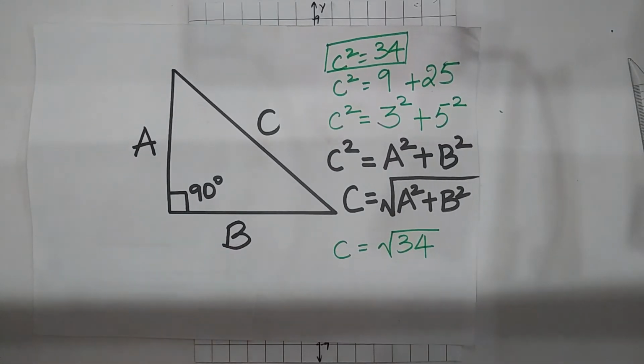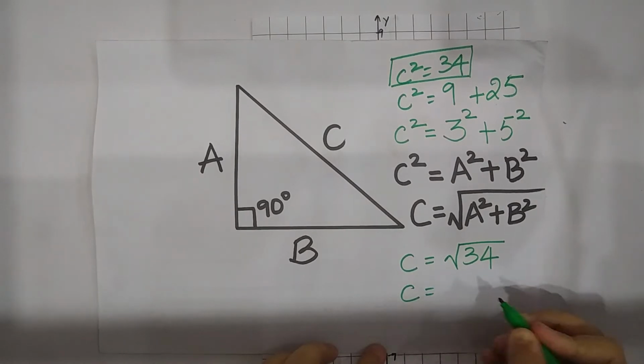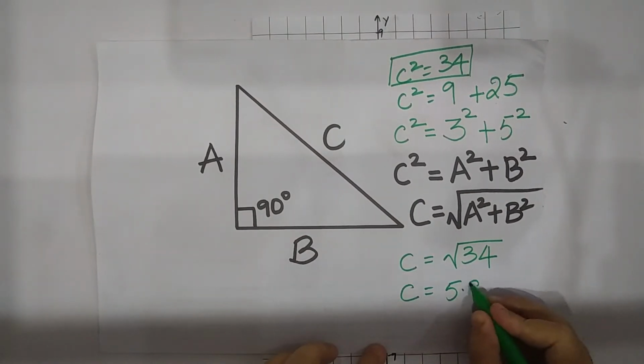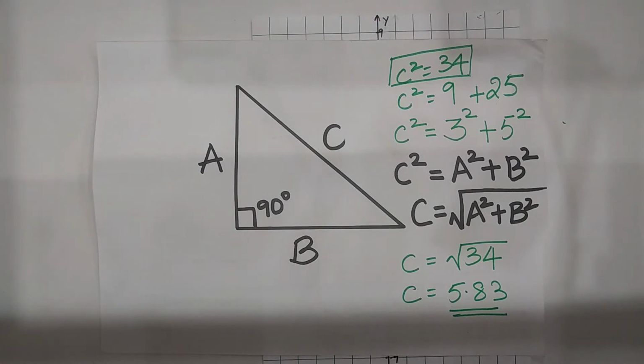Now if you have learned the division method, using the division method, you can find out the square root of 34. So I've got an approximate for C that is equal to 5.83. Now when you're using the distance formula, you don't really need to find the square root, as the formula would be easier for you to figure out everything.